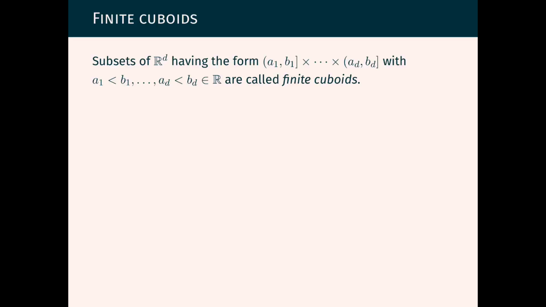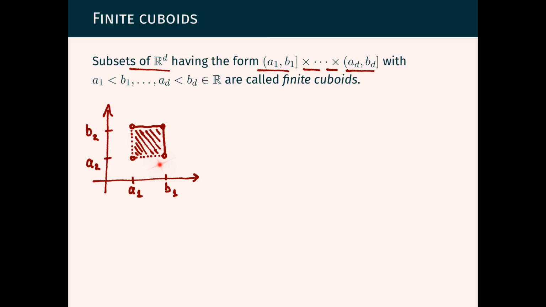A finite cuboid is a subset of Rd which is of this form. It is the Cartesian product of d finite left open, right closed intervals. If d equals 2, this is a rectangle, and this is what a rectangle would look like. So it is the Cartesian product of having as the first coordinate an interval which is open on the left at A1, closed on B1, and the Cartesian product of that interval with another one which is open on A2 and closed on B2.